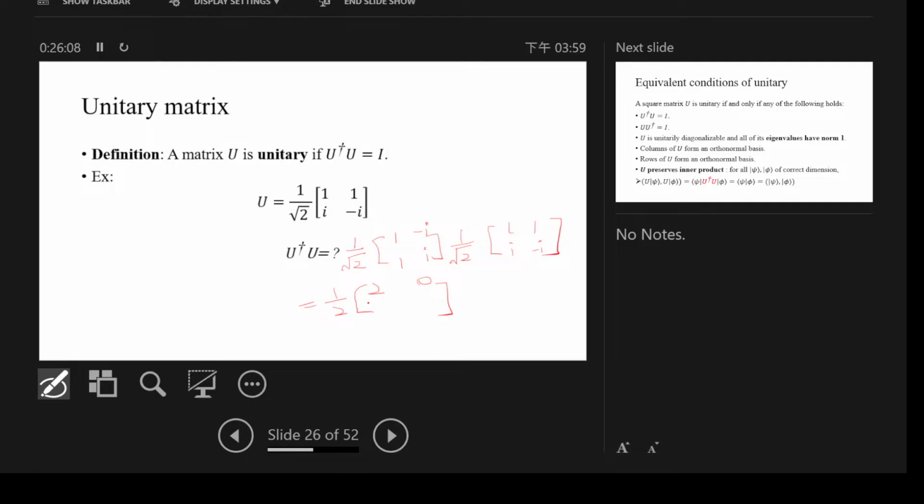For this entry we have 1 times 1 plus i times i, and i times i is negative 1, so positive 1 plus negative 1 is 0, also 0 here. Finally we have 1 times 1 plus i times minus i, and once again that's 2. So we check that this is the identity matrix 1, 0, 0, 1. So the U we wrote down here is a unitary matrix. It should be pretty elementary.